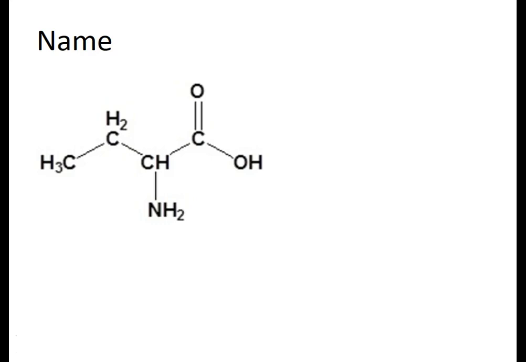So have a go at naming this one. I'll pause it. Alright, so same idea, find the longest chain. So we've got 1, 2, 3, 4. This is not a proper structural diagram because we're not showing the bonds here. But we've got a carboxyl group, so it's a carboxylic acid, and an amine group. Carboxylic acids are of more importance than amine, so we're going to call this, it's got 4, so it's butanoic acid. And remember, this carbon is always number 1, so 2-amino butanoic acid.